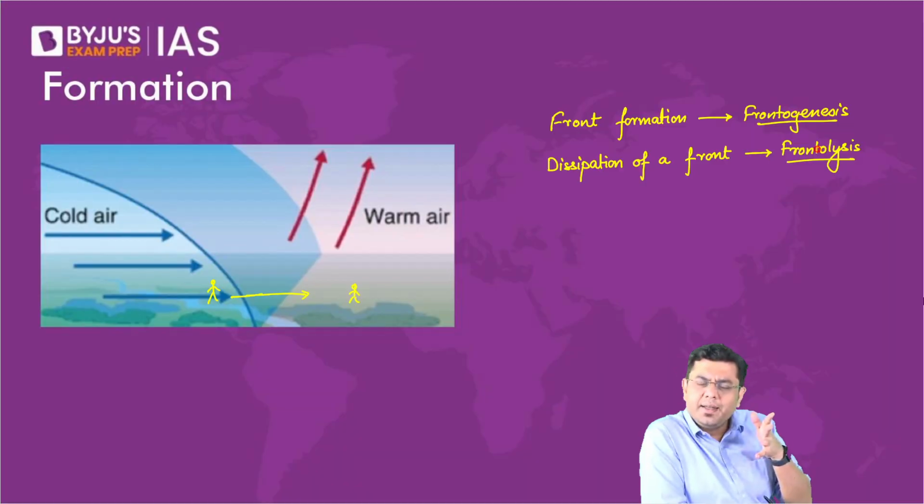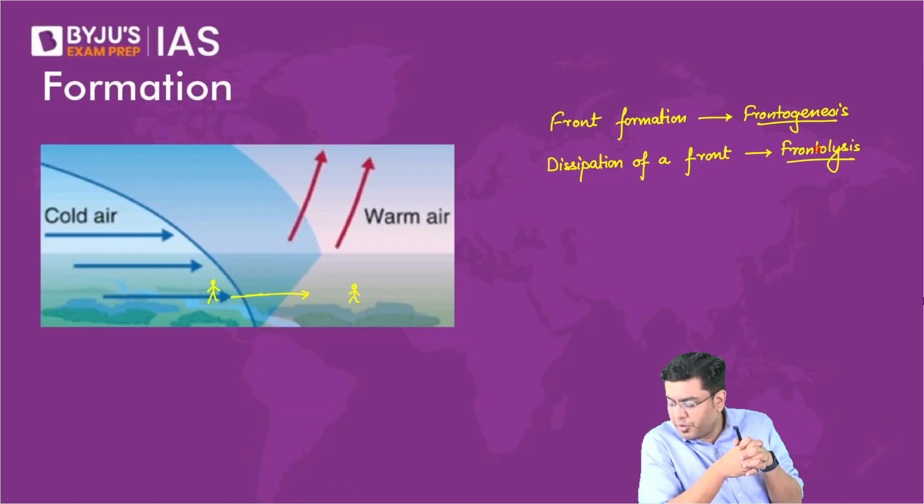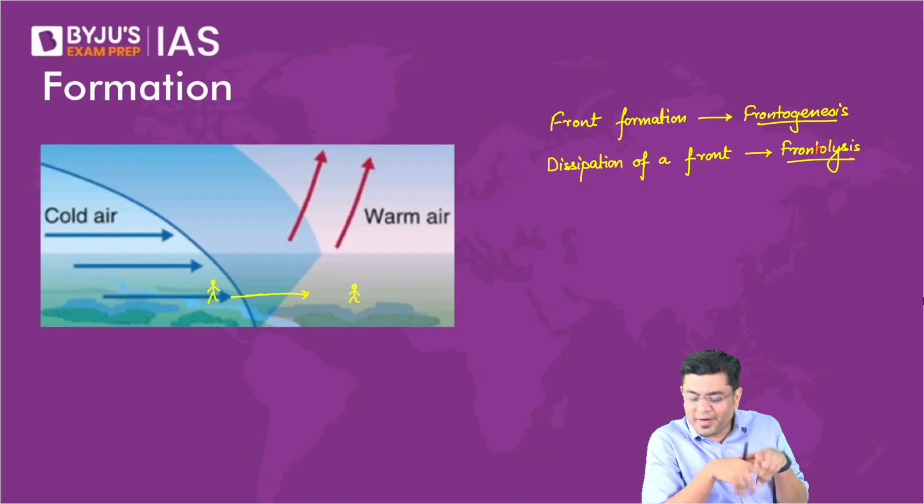Just understand that when you encounter different air parcels, they will not readily mix with each other. They will end up gaining each other's properties overall. And that is what we have as the front formation. Okay. What happens if a person stands on fronts, what will happen?